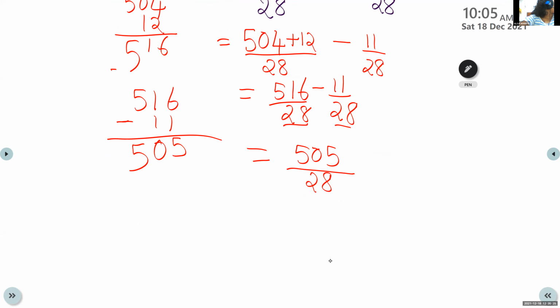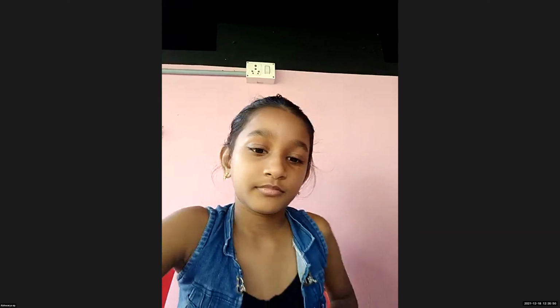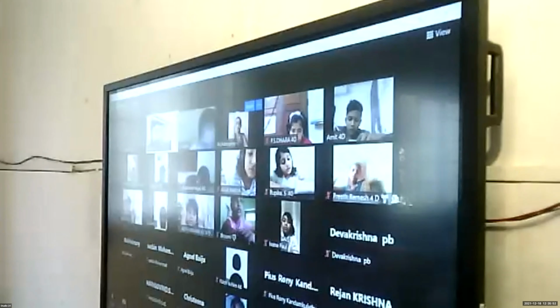See, children, we have to only subtract the numerators. Like fractions, how will we do? Adding or subtracting, we have to add or subtract only the numerators. Write the same denominator, so 28. Please check whether you got the answer. 505 by 28. Same answer. Let me see how many got the answer.